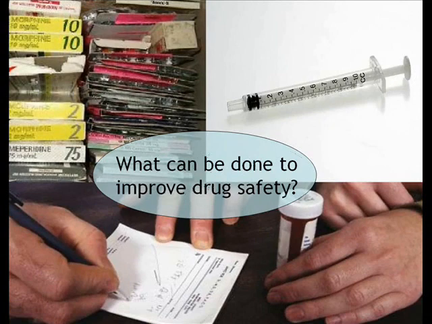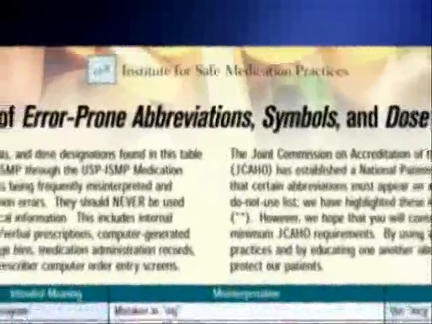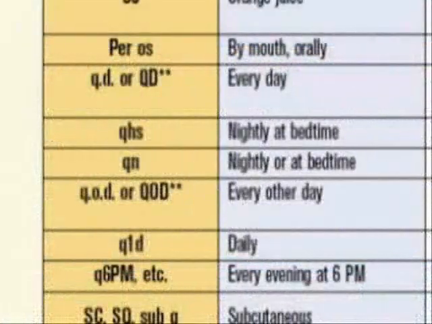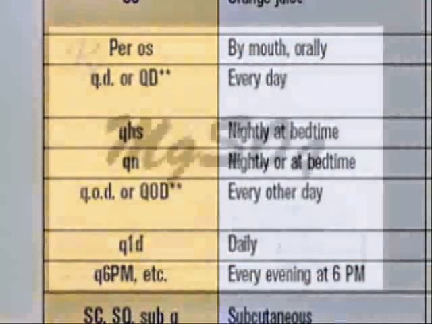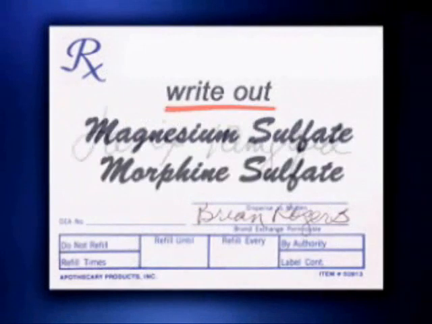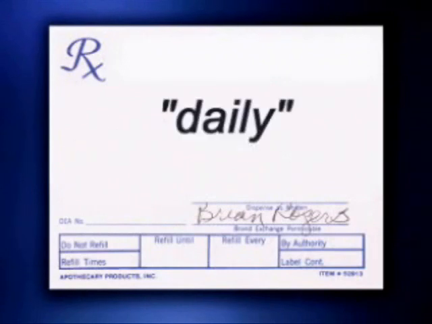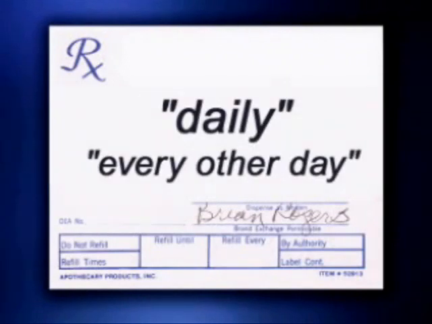So how can routine healthcare procedures such as prescribing or administering drugs be made safer for patients? The Institute for Safe Medication Practices has made a list of common error-prone abbreviations and has called for physicians to eliminate using abbreviations altogether. By writing out a prescription in its entirety, the chance for misinterpretation can be greatly reduced.